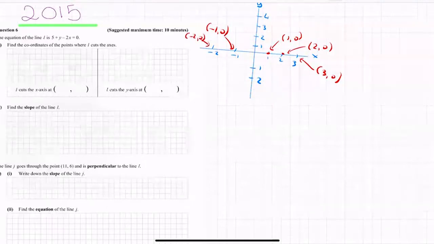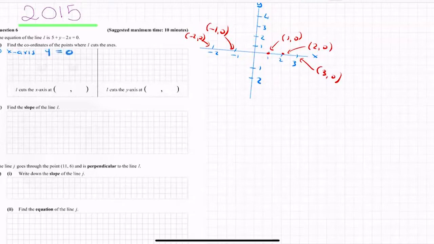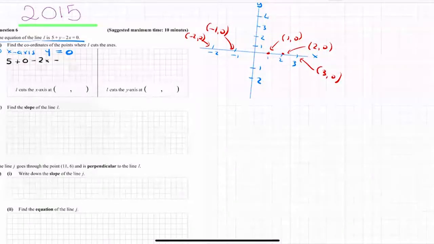comma 0. Okay, so at all times you're able to write down that at the x-axis the y coordinate is always 0. You can see all the zeros all the way along. Now once you know this, you then take the equation of the line L and you sub in that 0 that you have here. So that you get 5 plus 0 minus 2x being equal to 0.